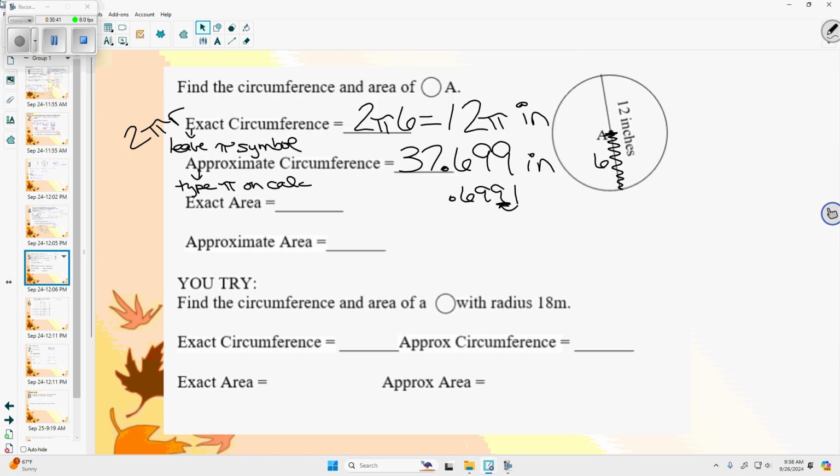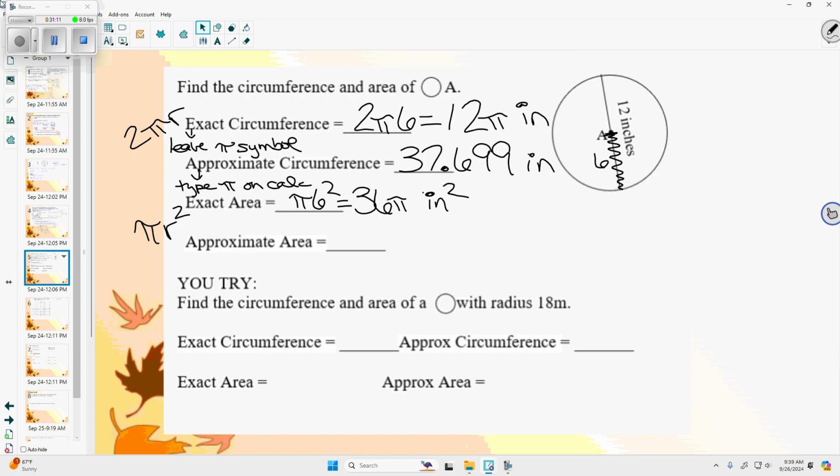All right, so for exact area, we still don't type the pi in our calculator. Area is pi r squared. What did we say our radius was? So pi 6 squared. Don't type the pi in, just do the 6 squared part. So we get 36 pi inches squared because it's area.